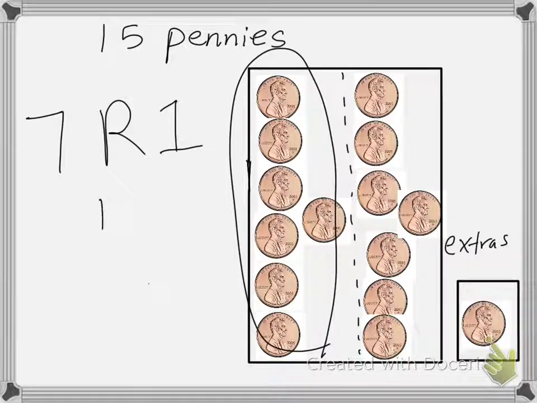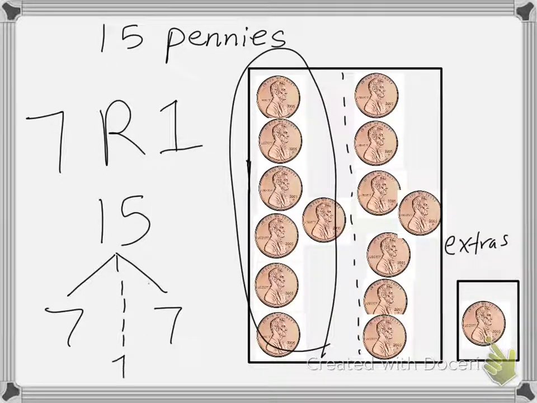And if I wanted to write it out, I could say that 15 divides into 2 even parts of 7 with 1 left over at the end. So don't forget, capital R means remainder, or what is left over at the end.